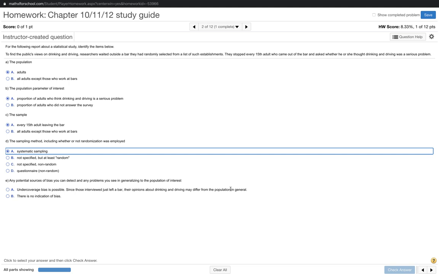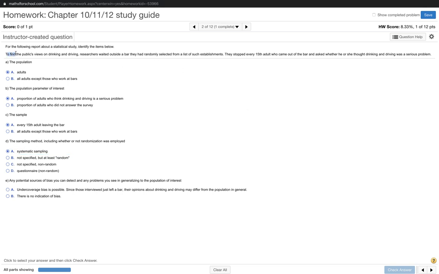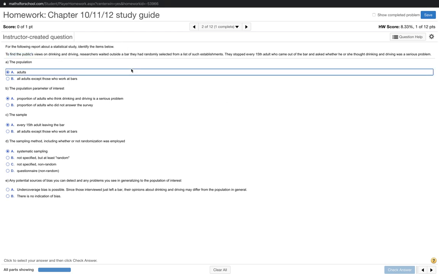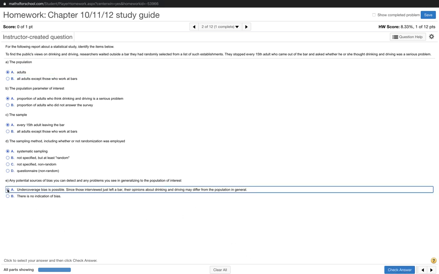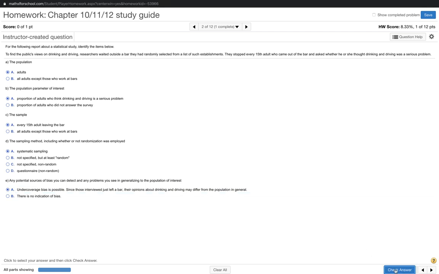Any potential sources of bias you can detect, and any problems you see in generalizing to the population of interest? The problem was, and there was a problem similar to this in your assignment on these chapters, that they waited outside a bar. So the fact that people are leaving a bar could influence their opinions of whether drinking and driving is a serious problem or not. So the answer in this case, again, is A.